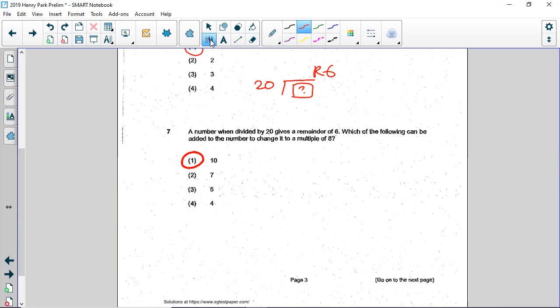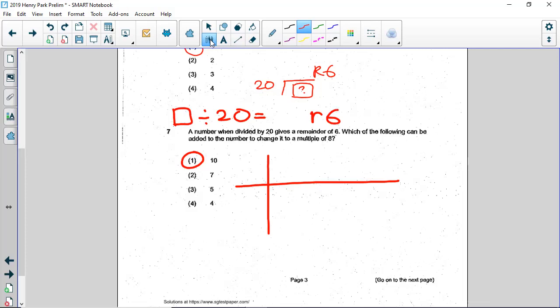A number when divided by 20. Okay, I think Ms. Tong understands the question already. A number when divided by 20. So you work backwards, right? A number when divided by 20 gives a remainder of 6, right? And so there are two blanks, two missing boxes there. Which of the following can be added to this number to change it to a multiple of 8? So what do we do?